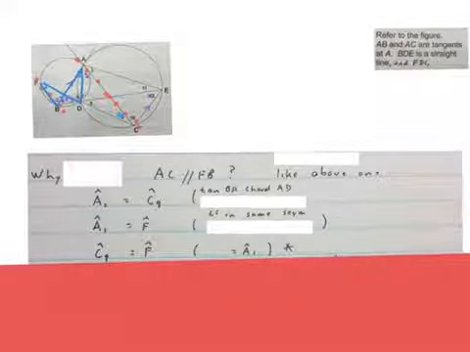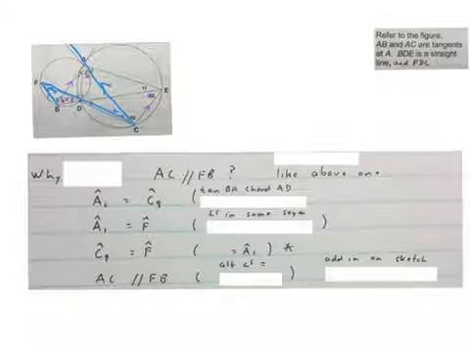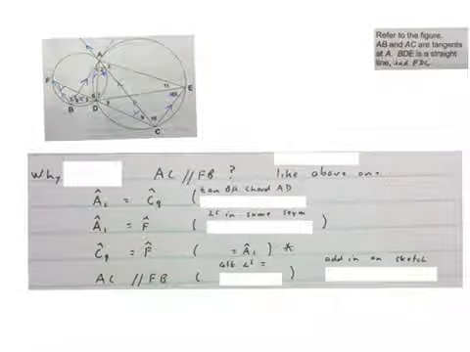So angle C9 is equal to angle F, because they're both equal to angle A1. You don't have to write this reason. Then we can say AC is parallel to FB, because the alternate angles are equal, and we add it in on the sketch. Please stop the video and get your brain around this one.